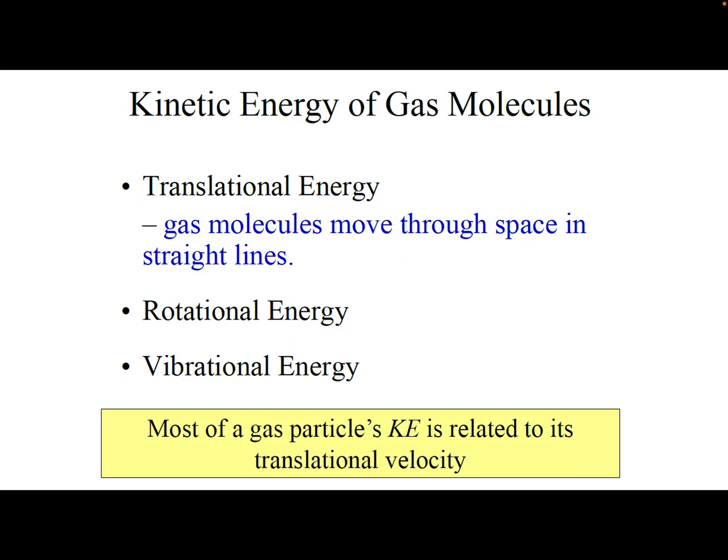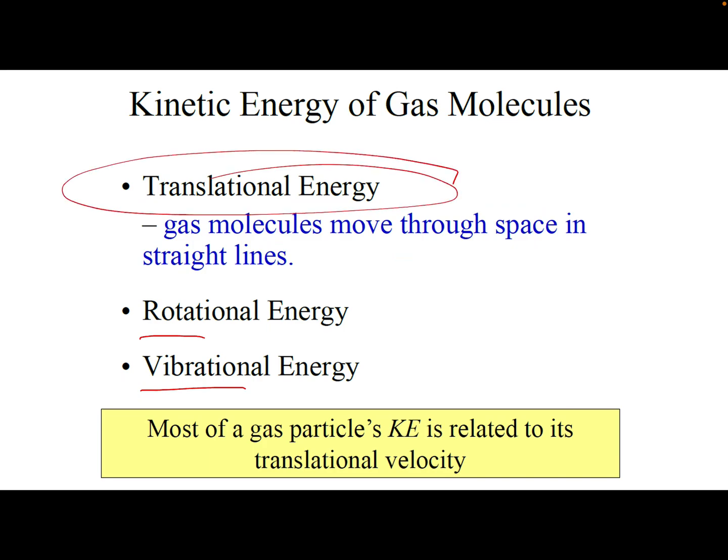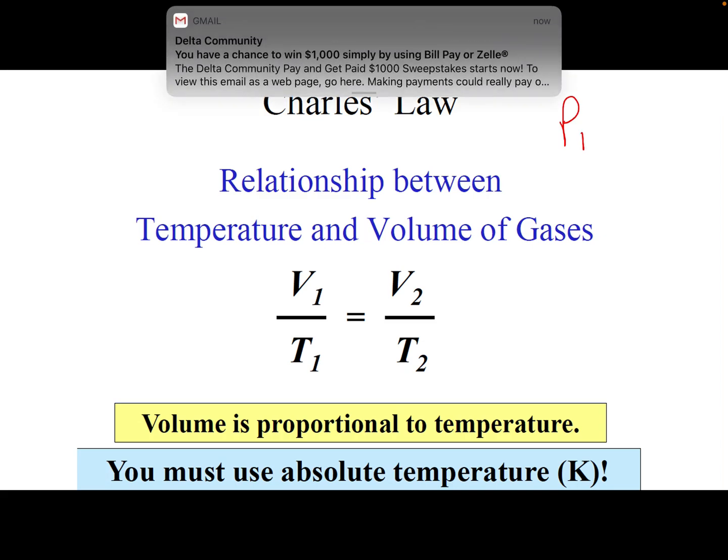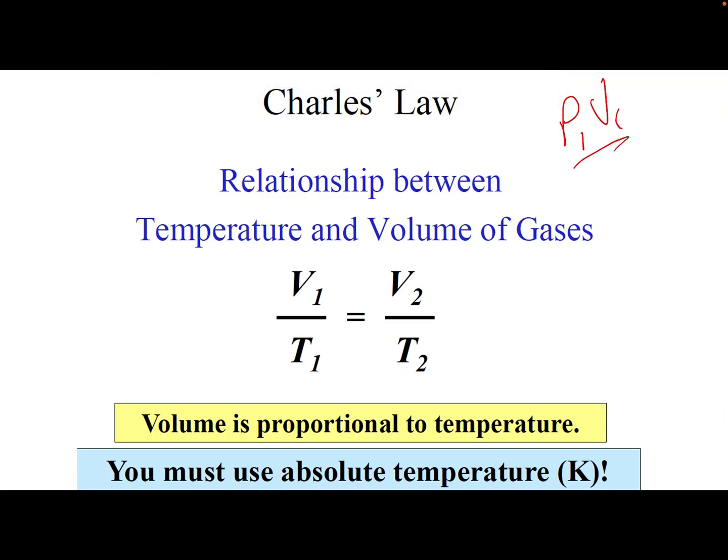Gas molecules basically move in straight lines until they bounce off of something. They can also rotate, and they can also vibrate. But most of the gas particle's kinetic energy is equal to its translational velocity. So let's take a look at Charles' law. Again, I'm going to combine them for you. P1 V1 over T1 is equal to P2 V2 over T2.